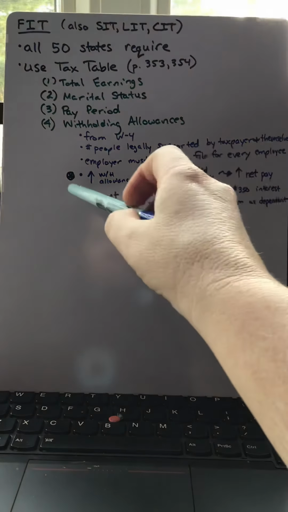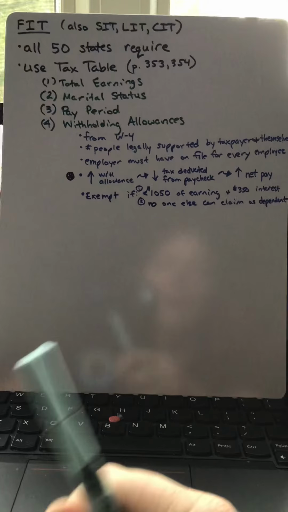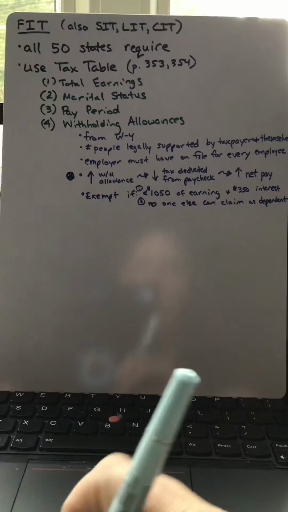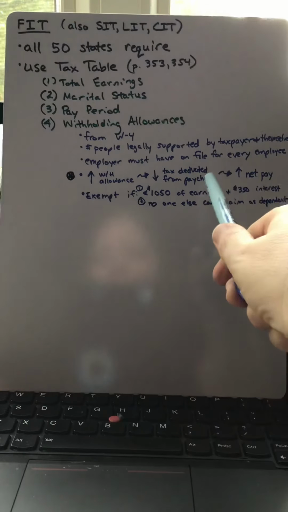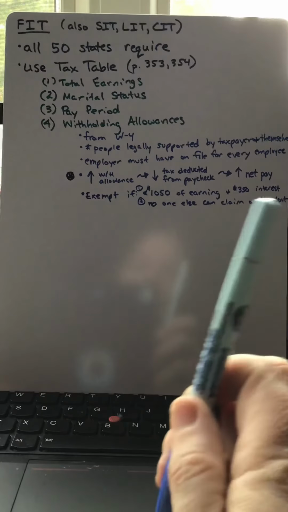But here I have the black asterisk because that's the most important thing that you can learn here. The withholding allowance, so the number of people that I'm supporting. The bigger that number is, the less tax that gets deducted from the paycheck, which means my net pay is higher.